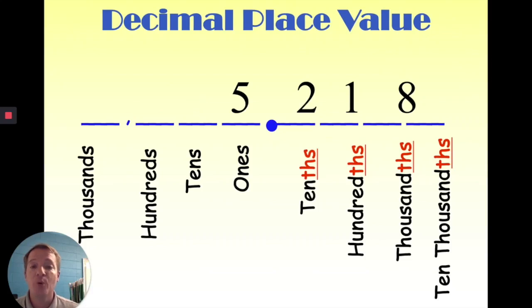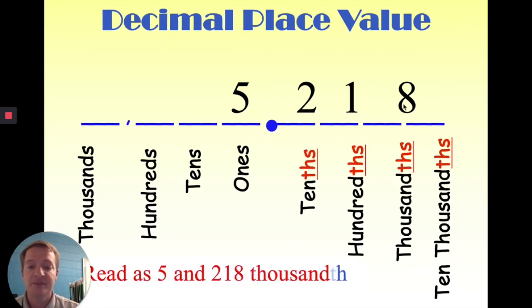We have 5.218. So what place value does it go to? It goes to the thousandths, so I know my answer is going to have thousandths in it. So we would say 5 and, now I'm not going to say 2 tenths, 1 hundredth, 8 thousandths. We just look at this as a whole number. So I go back and say 5 and 218 thousandths.